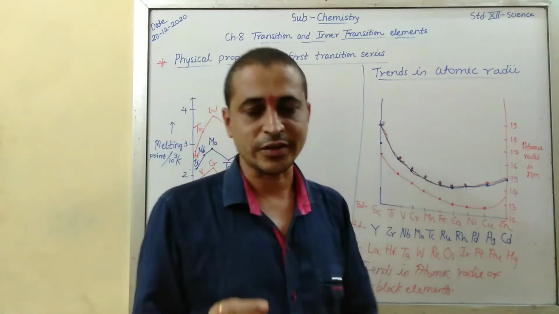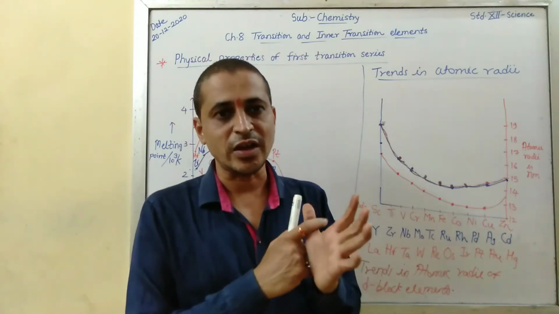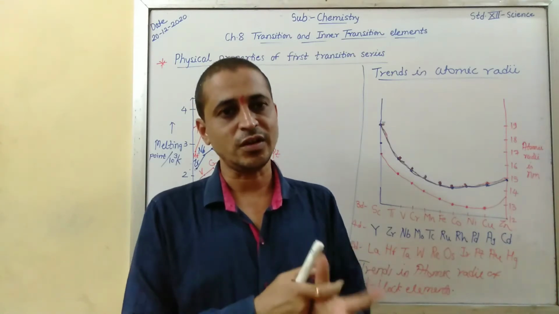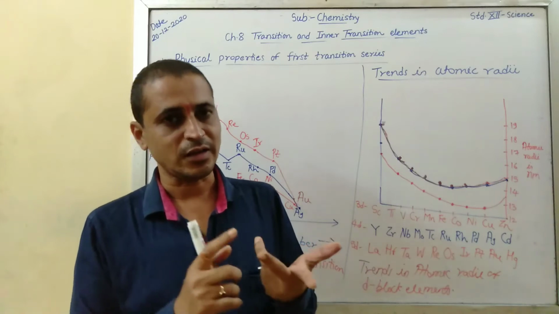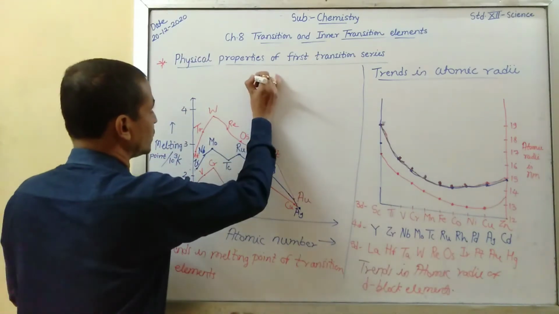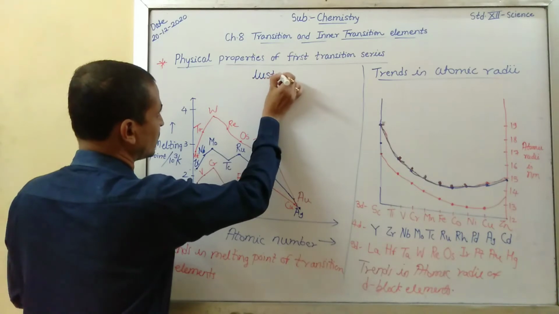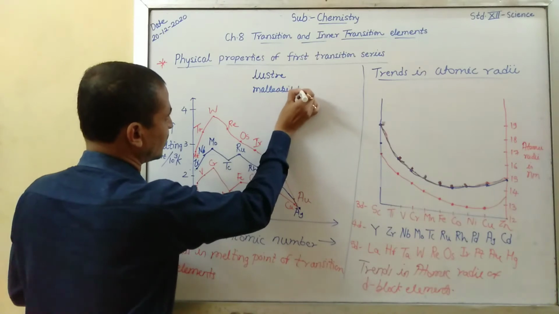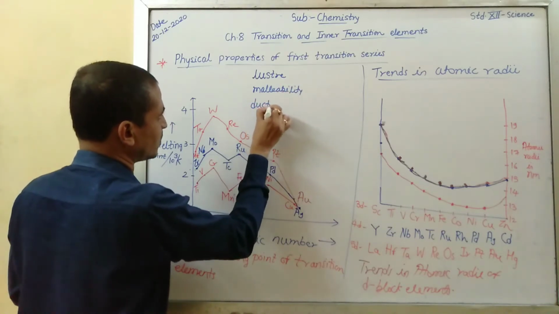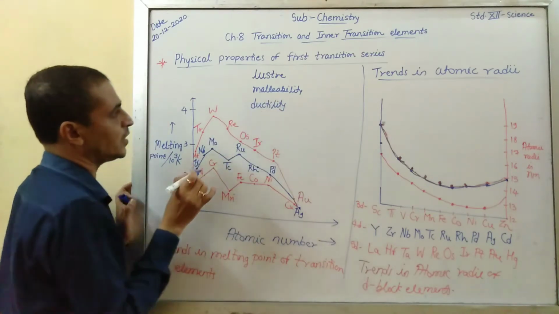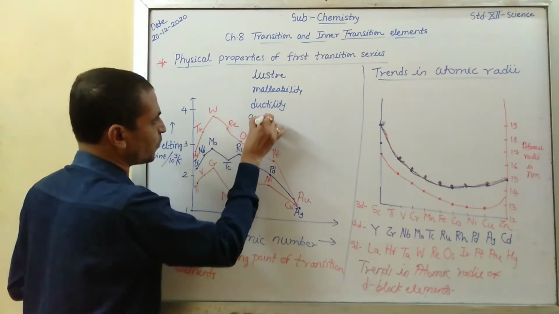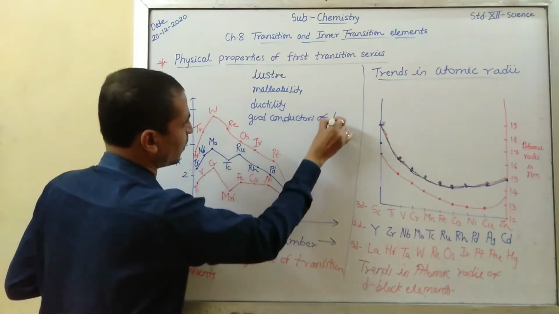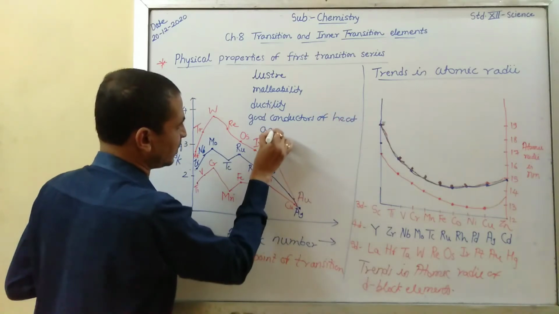First, you know that generally transition elements belong to the d block and they are metals. So generally they show properties of metals: they show luster, malleability, ductility, and they are good conductors of heat and electricity.